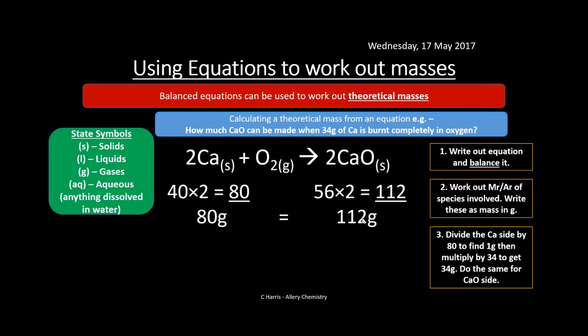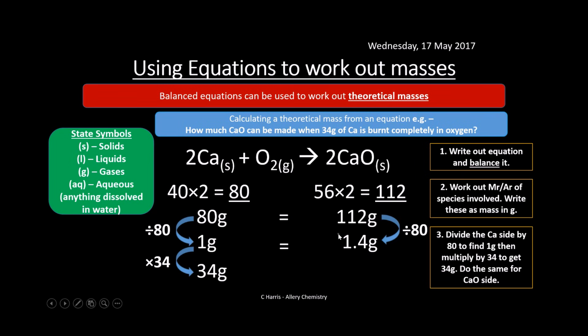Okay, and then what we have to do is divide the calcium side by 80 to find 1 gram, and then we multiply by 34 to get 34 grams, and we do the same for the calcium oxide side. So we're going to divide by 80 to get 1 gram, and then multiply by 34 to get 34 grams, and then do exactly the same on this side. We basically want to work out what 34 grams is worth, not 80 grams. What we worked out is 80 grams produces 112 grams of calcium oxide, but we want to work out what 34 grams is. So this is just there as a method.